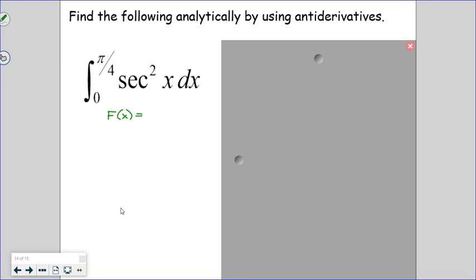If our derivative was secant squared, our original function was tangent. Our antiderivative is tangent of x. So then I would do F of pi over 4 minus F of 0, or tangent of pi over 4 minus tangent of 0. And this is where I have to remember my unit circle if I don't get a calculator. What is tangent of pi over 4? Tangent of 0? 0.